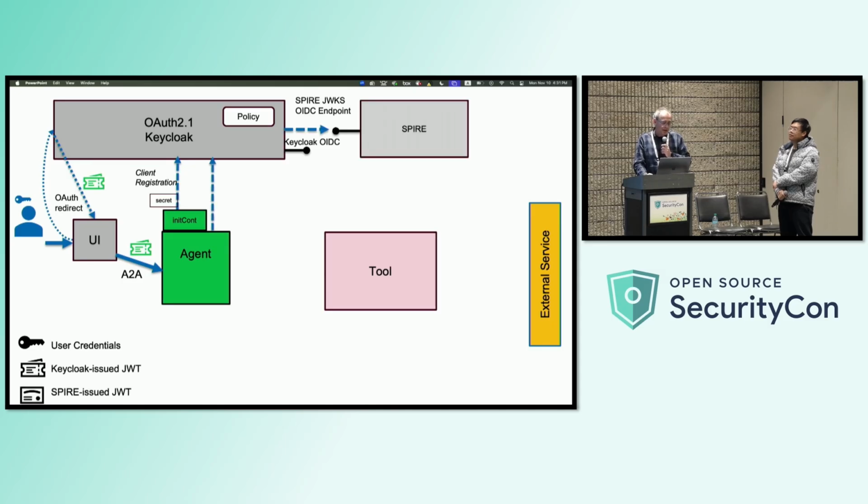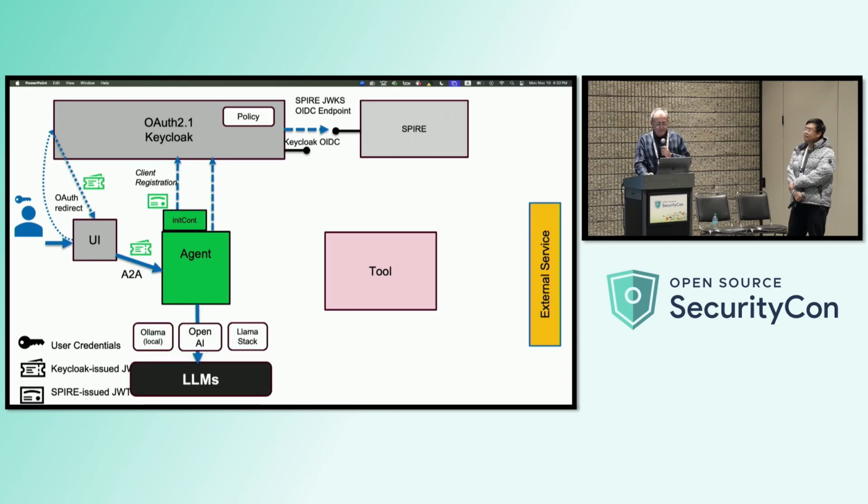If we have SPIRE, SPIRE would be able to attest the agent, which is basically just another Kubernetes workload, and then provide it with workload identity. And that becomes the agent identity. So this registration of the agent as a Keycloak client happens in the init container of the pod for the agent, or it could be a sidecar for the agent.